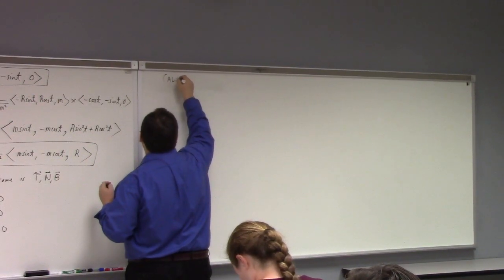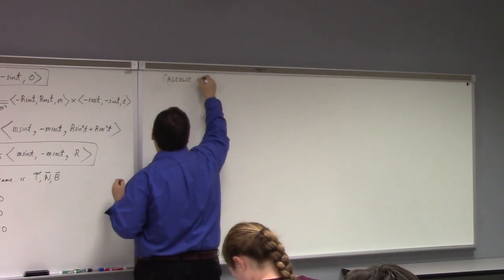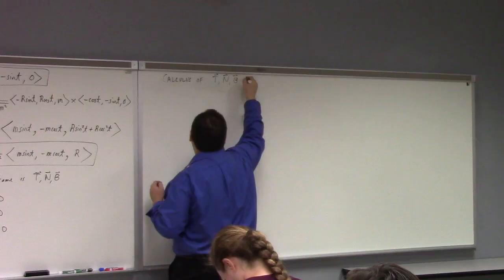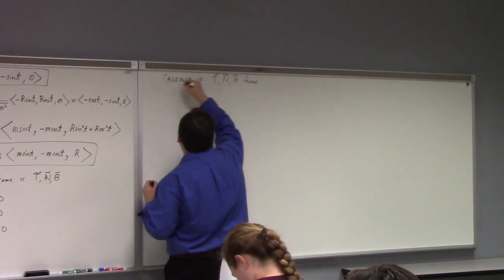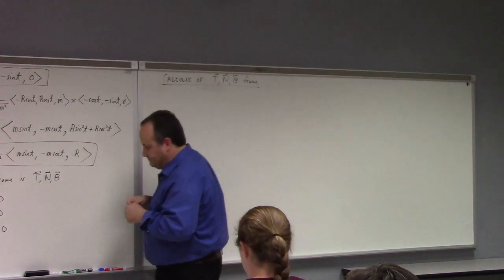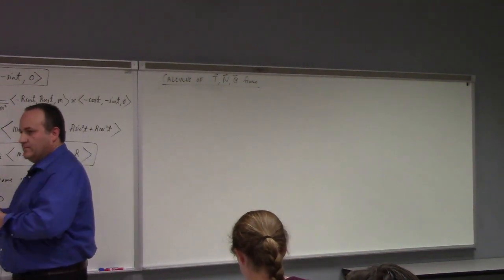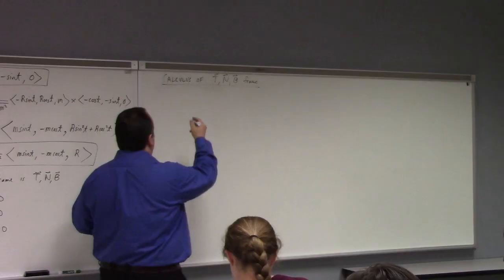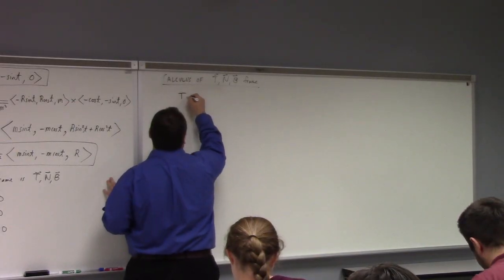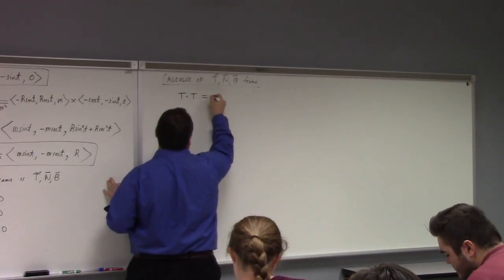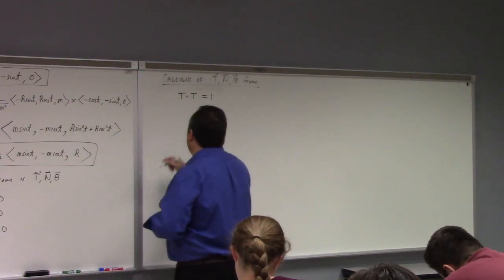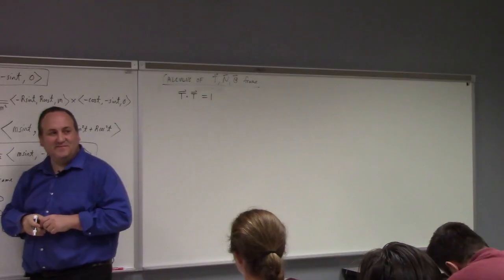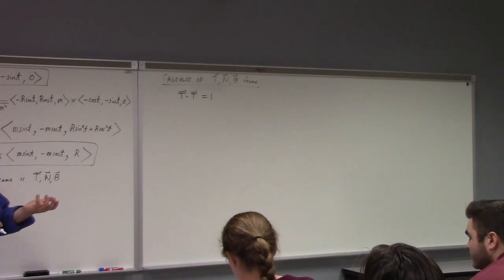So let's talk about the calculus of the TNB frame. First of all, notice that t dot t is equal to 1. I regret putting vectors on the t, but it's too late. So t vector dot t vector is 1. It's a unit vector, right?